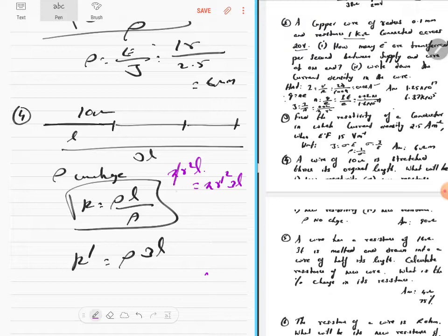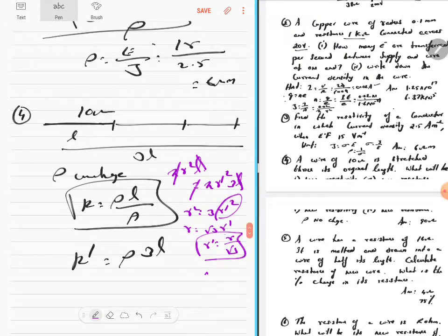The pi and pi get cancelled. L and L also get cancelled. So r square is equal to 3r dash square. So the new radius, let's say r is equal to root 3 into r dash. The new radius r dash is r by root 3.